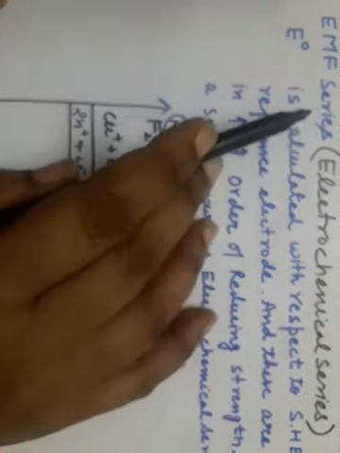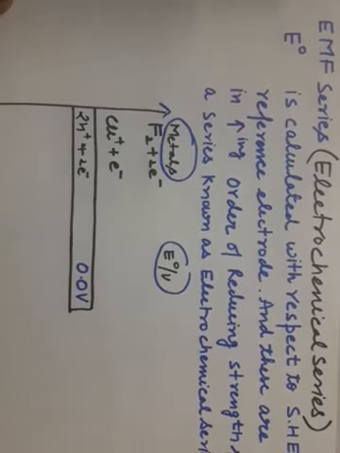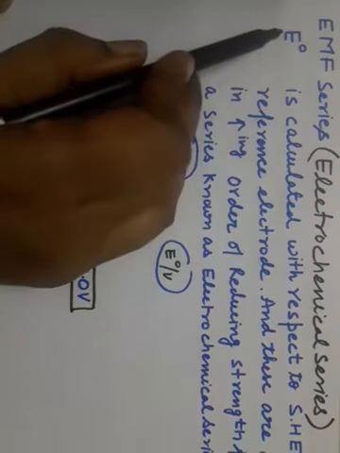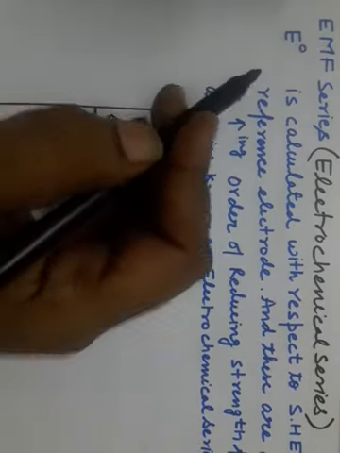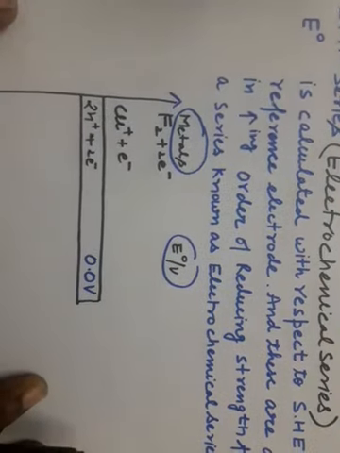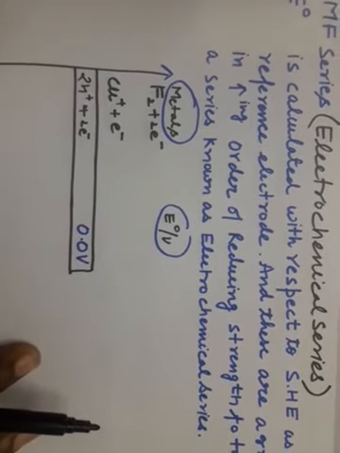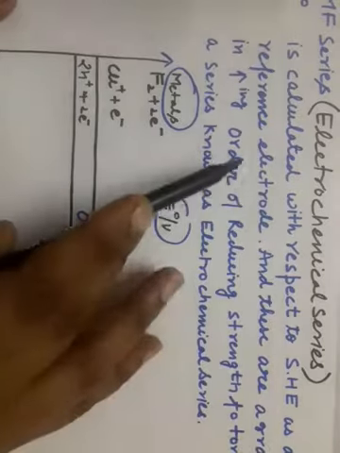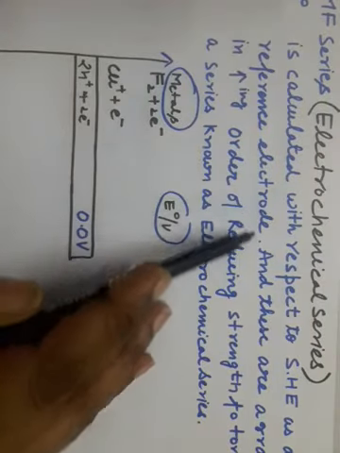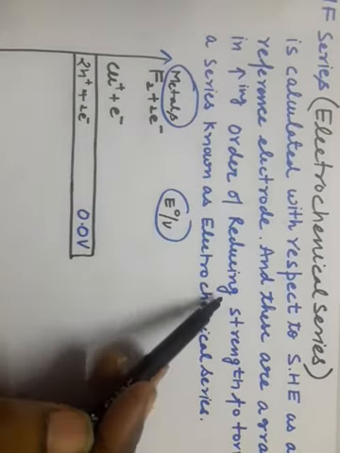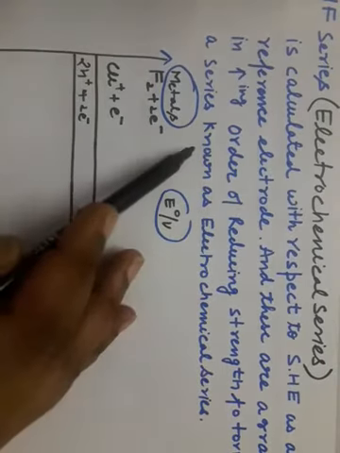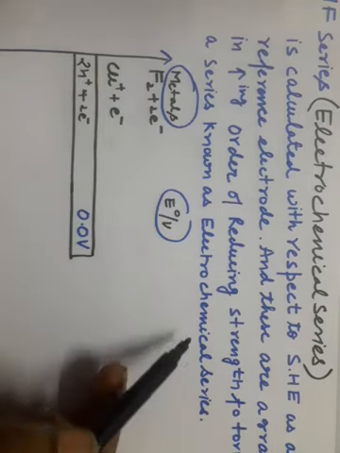See students, if we are calculating EMF in standard condition, it is represented by E naught. First the definition part, then we will discuss. It is calculated with respect to standard hydrogen electrode as a reference electrode, and these are arranged in increasing order of reducing strength to form a series known as electrochemical series.